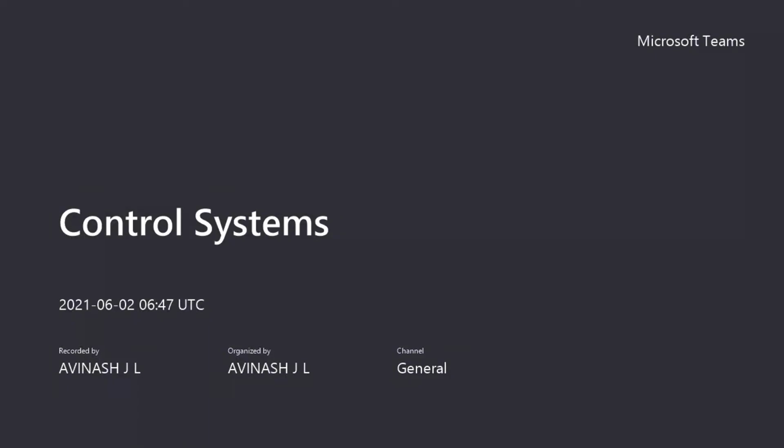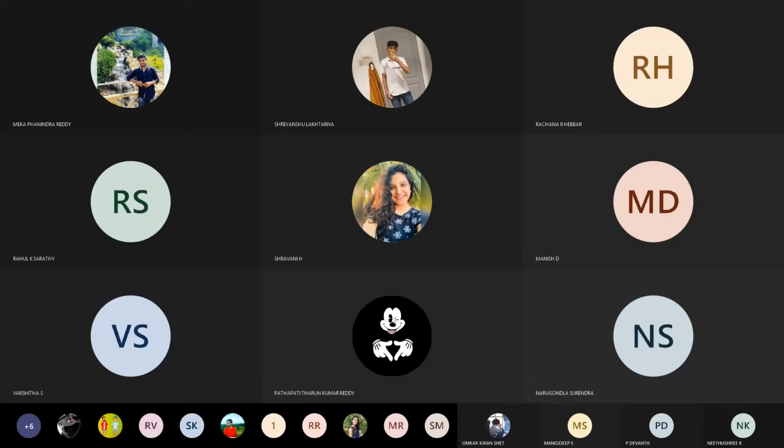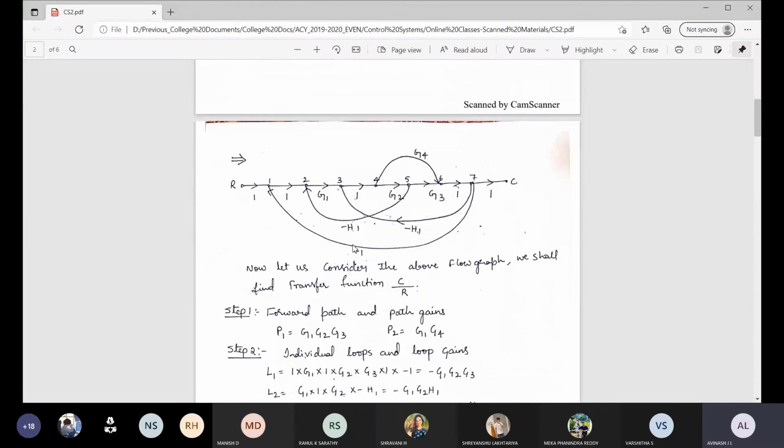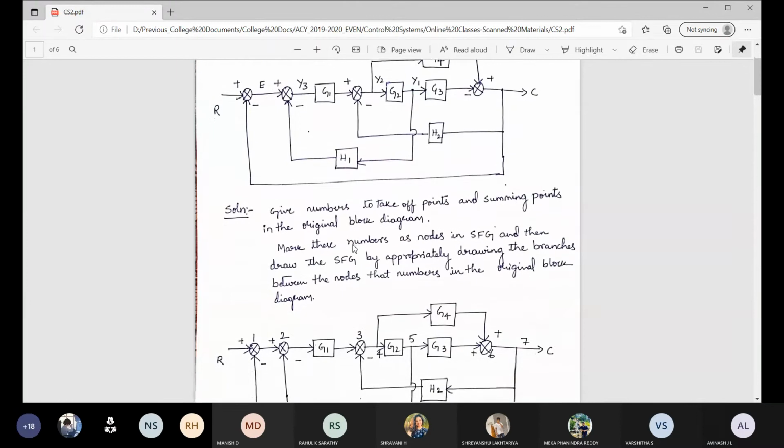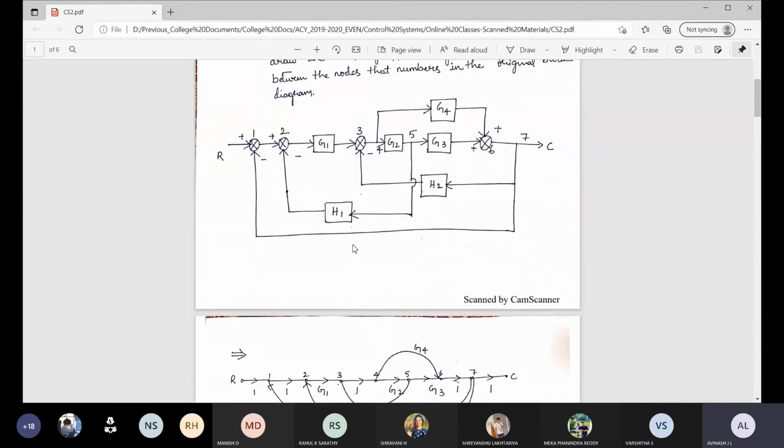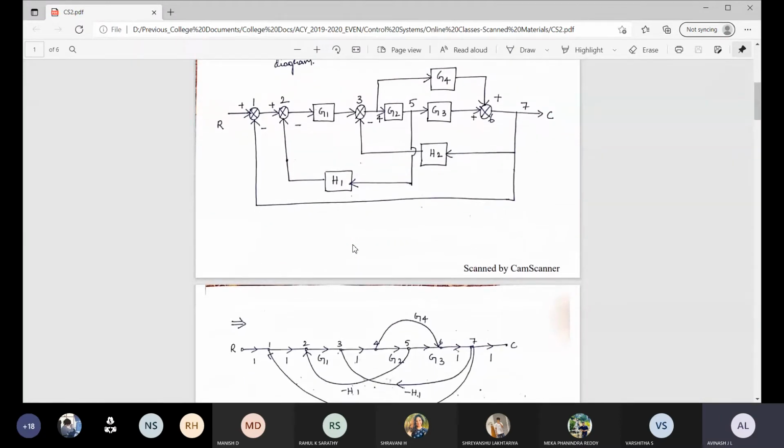In the last class, we were discussing how to convert a block diagram into a signal flow graph. Do you have any doubt about this particular process of conversion from a block diagram to a signal flow graph? I will just explain this in a very brief way.